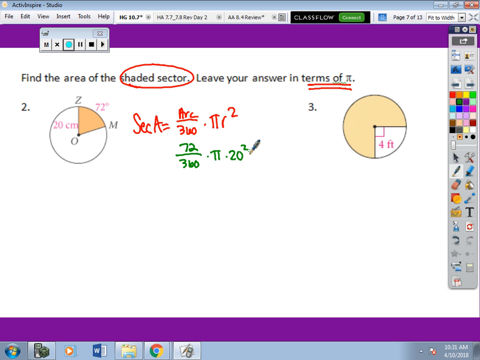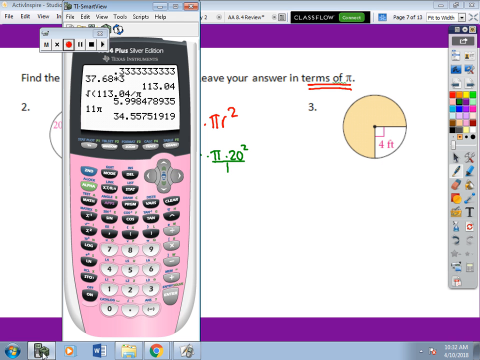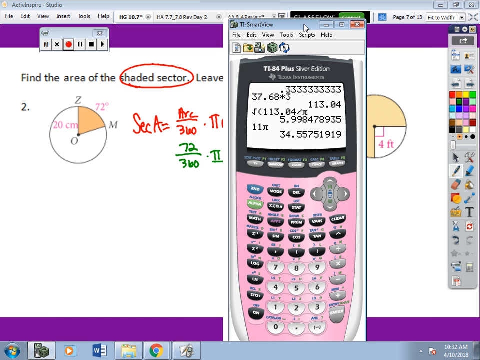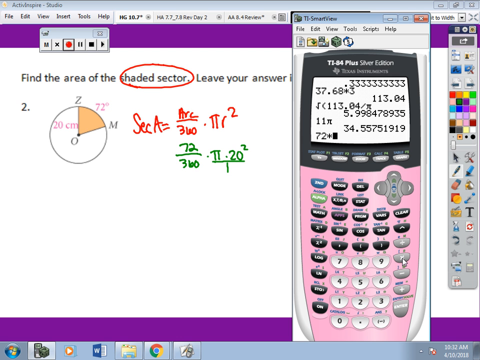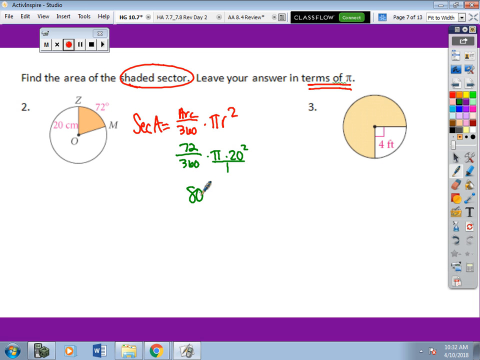And then you can type this all in your calculator, just omitting the pi key. Remember, some of you might want to do a 1 underneath. Let's struggle with the fractions. So we really just need to do 72 times 20 squared, which gets me 28,800. Then I'll divide that by 360, and I'll get 80 pi. Again, sector area is area, so it's square units.